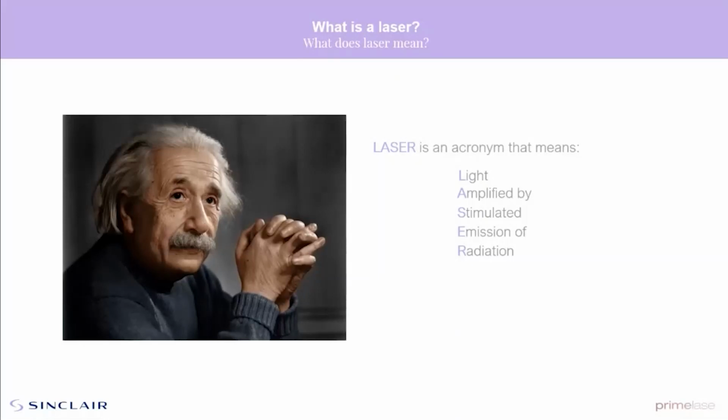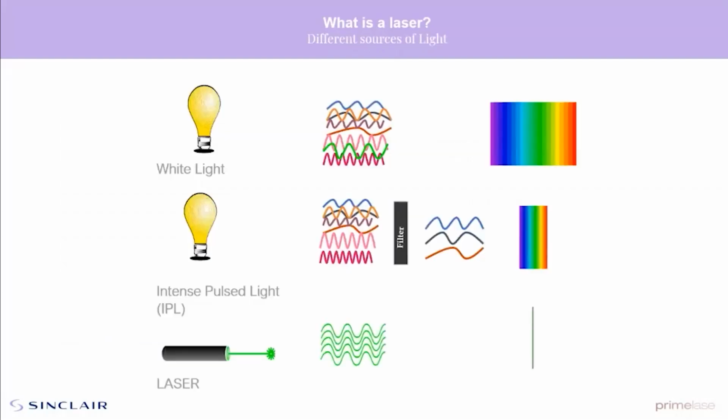Chromophores are the part of the molecule that absorbs the light. And in our body, we will find three different ones: hemoglobin, melanin, and water. It's important to keep this in mind, because we will be talking about this later on.